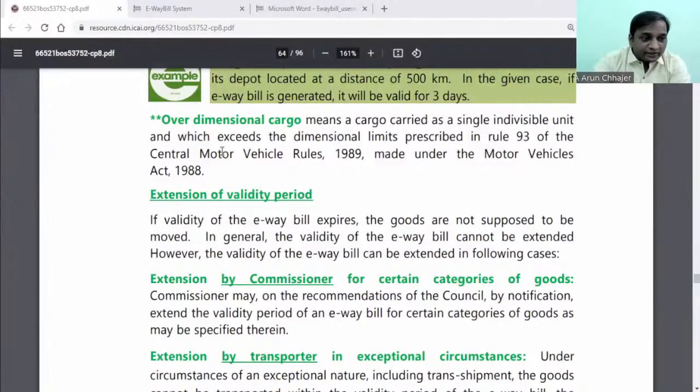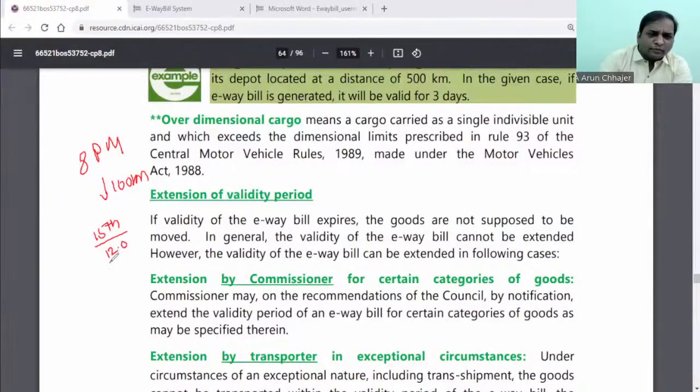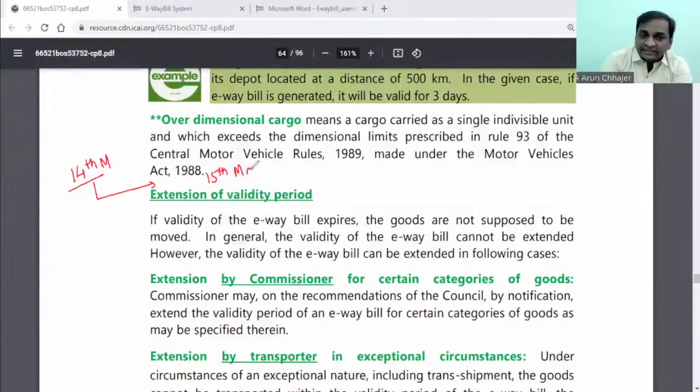Rohan Jain asks: if an e-way bill is generated at 8 p.m. on 14th March and the distance is 100 kilometers? No problem. It would be valid till 15th March midnight. Normally, when we say 12 midnight, we quote it as between 15th and 16th March. So if you generated it on 14th March, correct, it will be valid till 15th March.